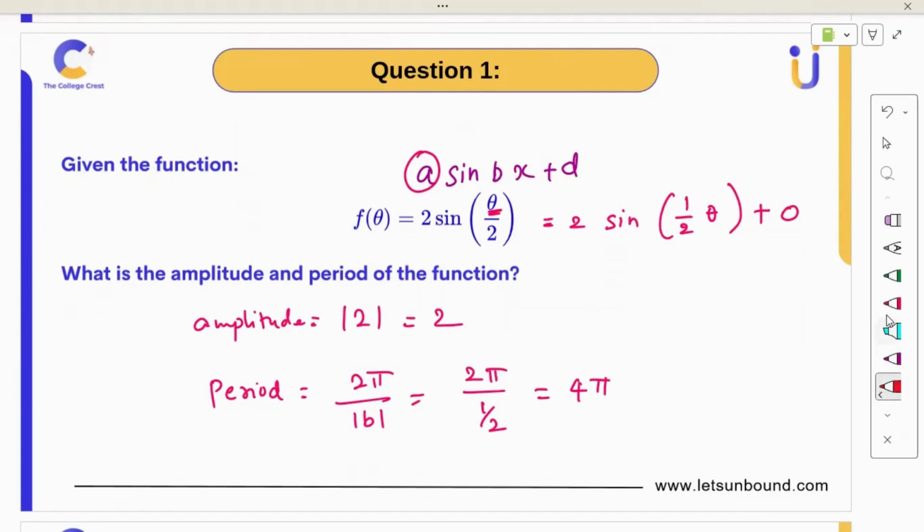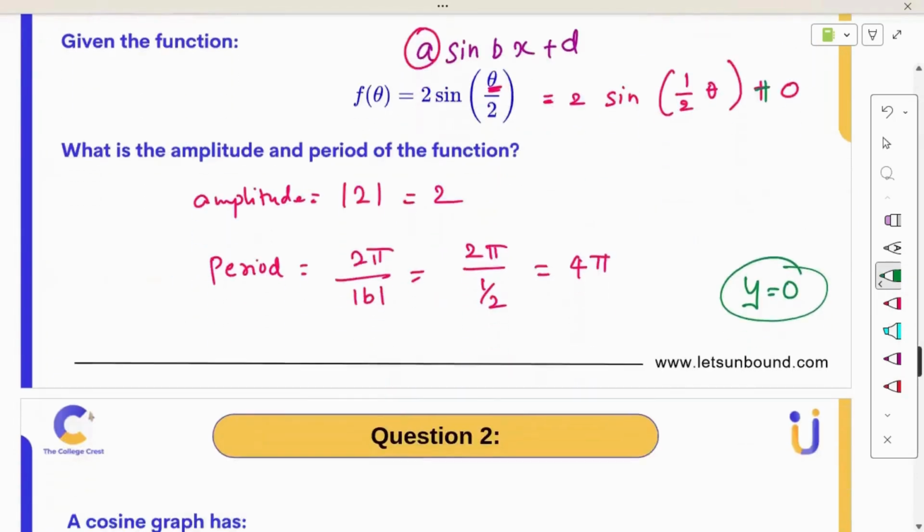But what is the midline is my question. Midline equals y equals 0. No constant added, so we can just put 0.